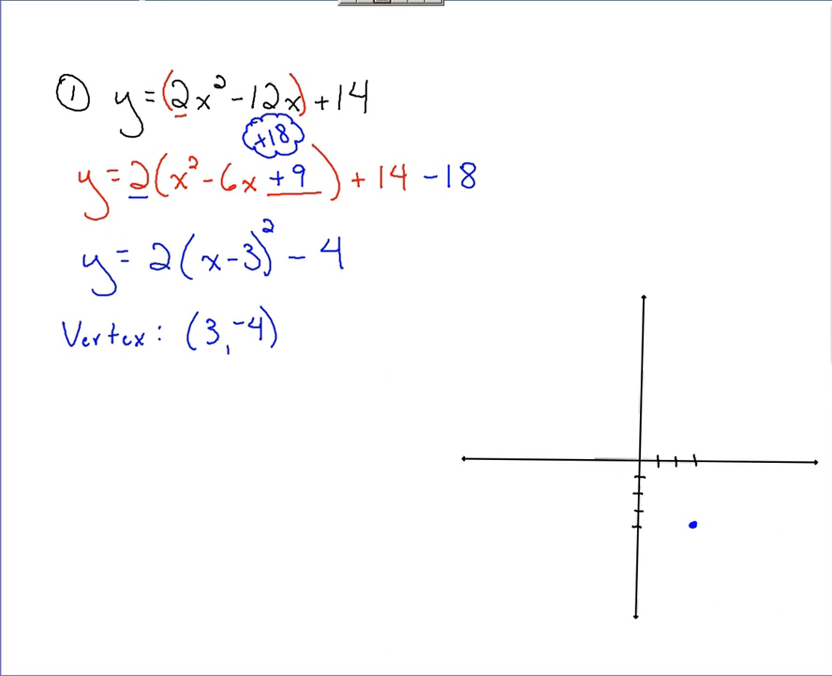I also know, because this x portion is being squared, this is a parabola that must open up or down. I know it's opening up because of the positive 2, the positive a value in front. So the axis of symmetry has to run vertically through the vertex, and the axis of symmetry is going to be x equals 3.